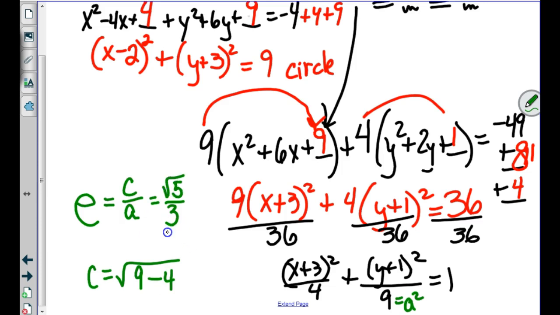Somebody divide that out, give me a decimal. By typing square root of 5 divided by 3. So 0.75 or 0.74, whatever. What does it say on your sheet? For an ellipse, it's supposed to be between? Okay, good call. All right, thank you for that commercial break.